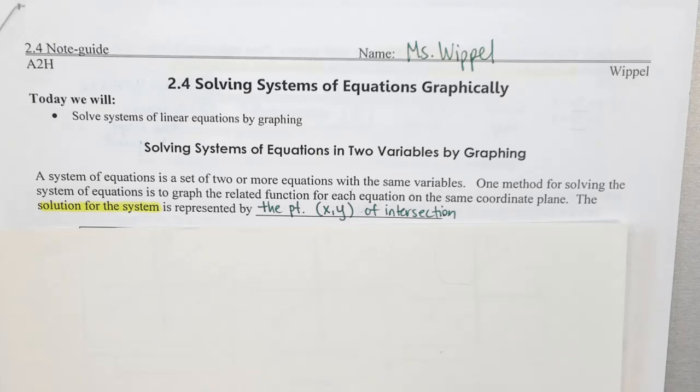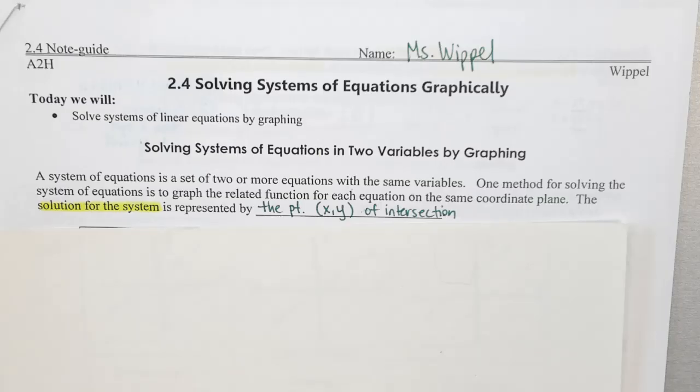Okay, so for 2.4, we are solving systems of equations graphically. Systems of equations should be a term that you've heard before. There are multiple ways to solve systems of equations. When you're solving with algebra, you would have done elimination, substitution. We are going to do those strategies as well. But you can also solve by graphing.